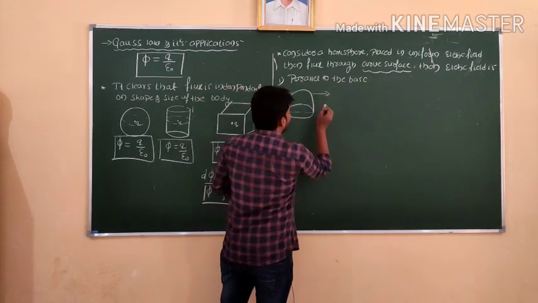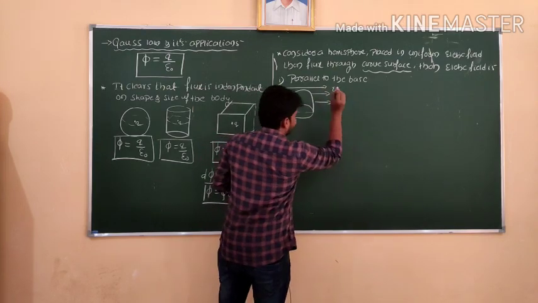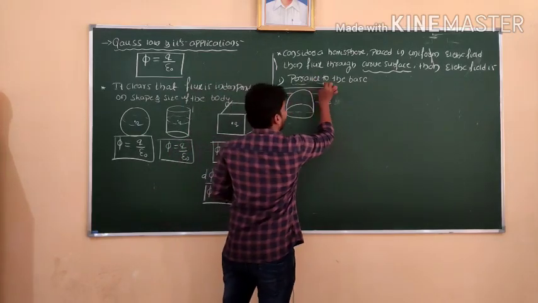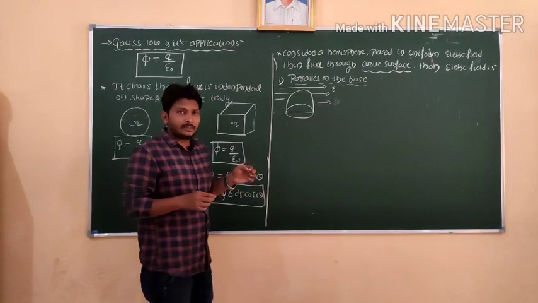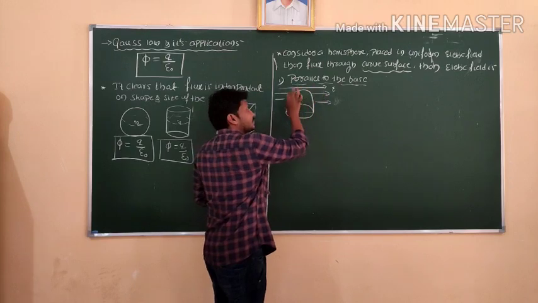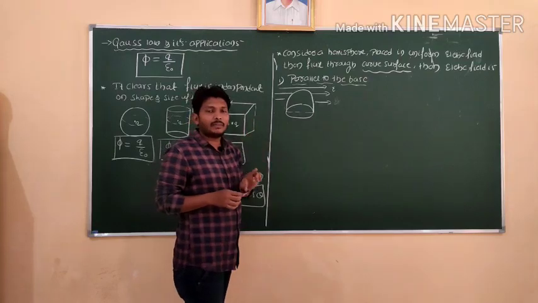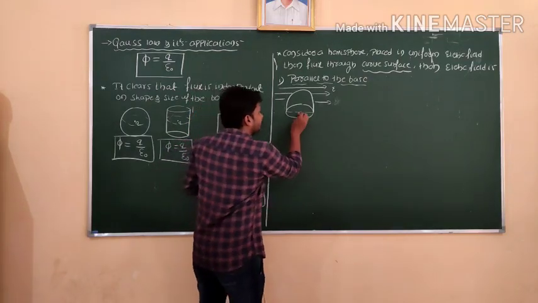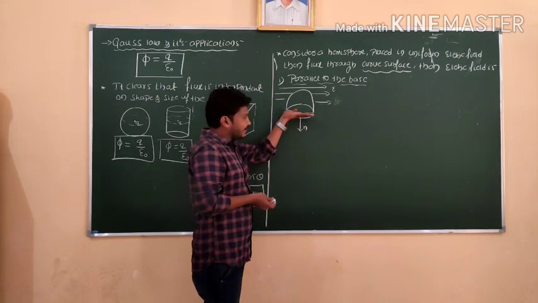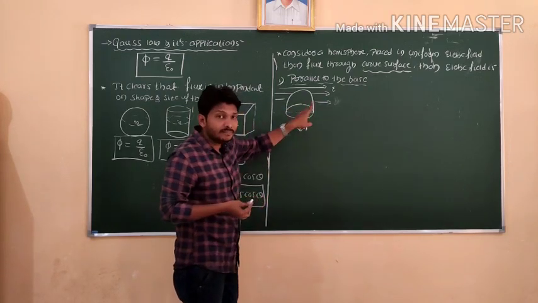So electric field lines are parallel to the base means this is the direction of the electric field lines. So the first consideration I took is that electric field lines are parallel to the base. If so, what is the flux through the curved surface that I need to find out? For this hemisphere, shall I draw the normal line here? This is the normal line. For this base, this is one perpendicular line, and this perpendicular line is nothing but the normal line.